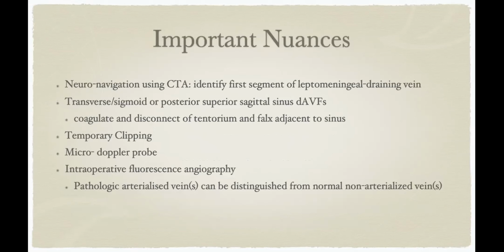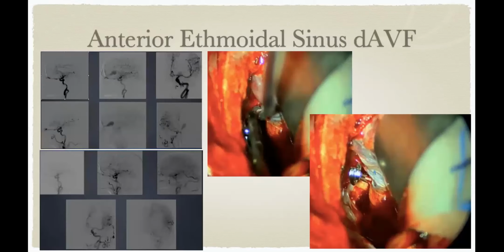Now, the most important thing in this particular type of dural AVF is to find where the fistula's communication is. And in these cases, neuronavigation helps a lot. By using a CT angiography film, you can tag it in the neuronavigation and identify the first segment of the leptomeningeal draining vein. There are various other methods to intraoperatively find these fistulas, either by using temporary clipping, micro Doppler, or intraoperative fluorescein angiography, which I will be talking about in subsequent cases.